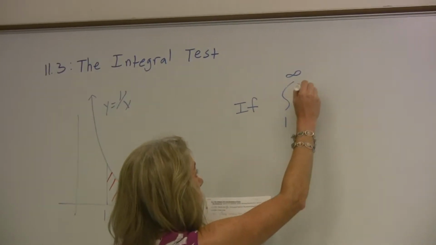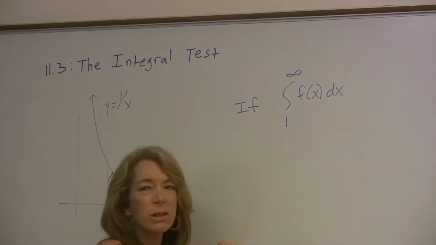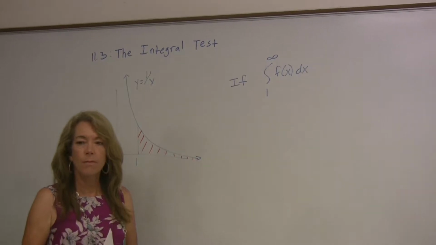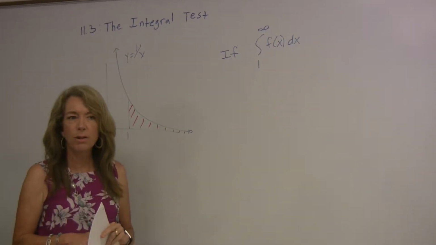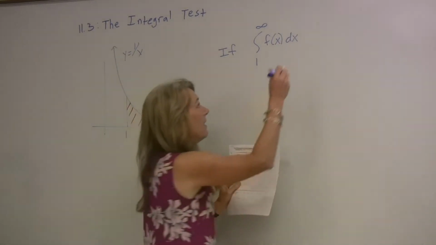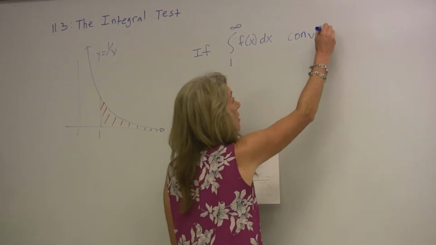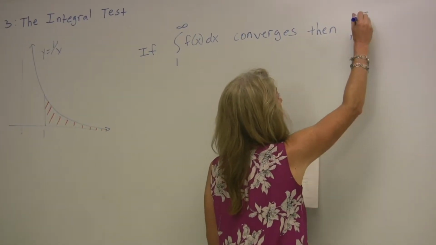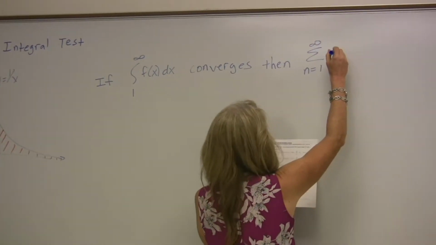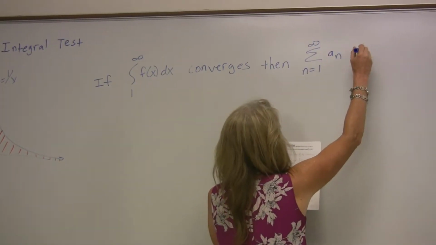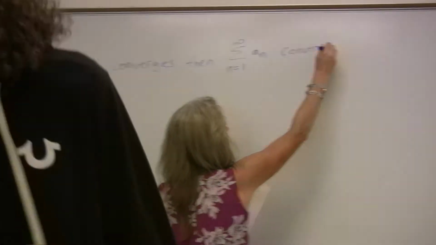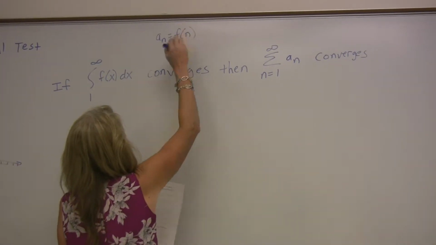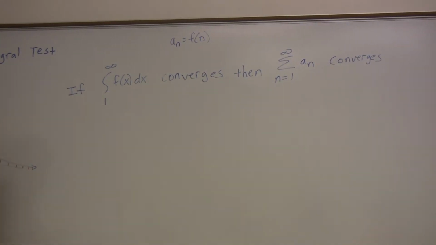Notice it's an integral from 1 to infinity. Why do you think it's 1 to infinity? Why does it start at 1, the integral? Where does series usually start? At 1, all right? So if this converges, then the series n equals 1 to infinity of a_n converges. This is important that a_n is the same as f of n. We're changing the function notation into the series notation.